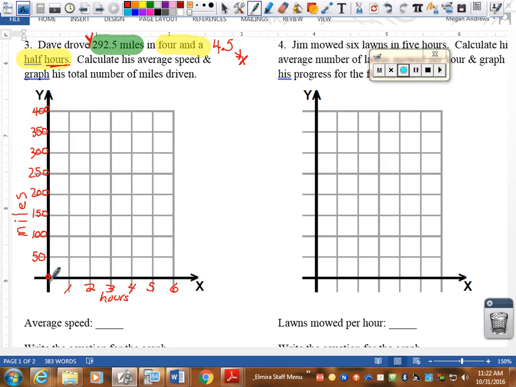So the point we're going to graph like 0, 0, that's a given. If he doesn't go anywhere, if he hasn't driven any time yet, no time has gone by, he doesn't go anywhere. So 0, 0 is one of our points. And 4.5 is right here, halfway in between 4 and 5. So I'll follow that up until I hit almost 300, because it's 292.5, so almost right about there. Then I'll connect these 2 points. Draw my arrow. Pause it if you need to.